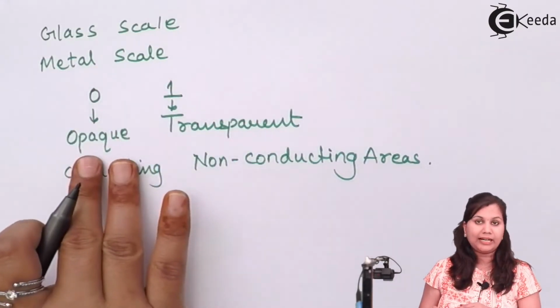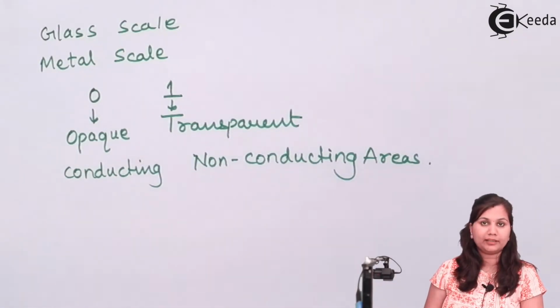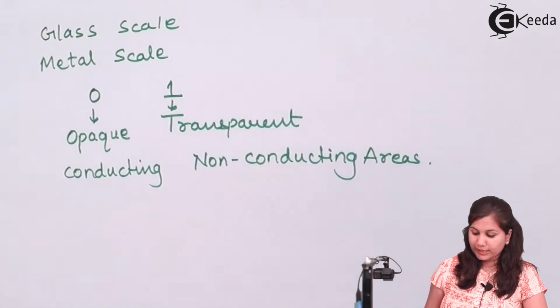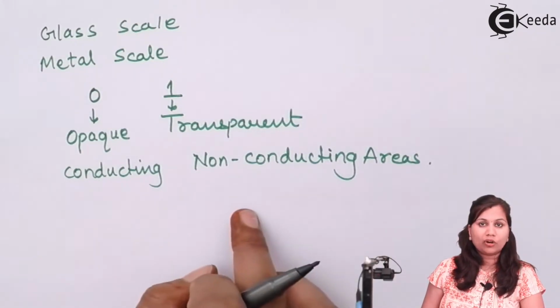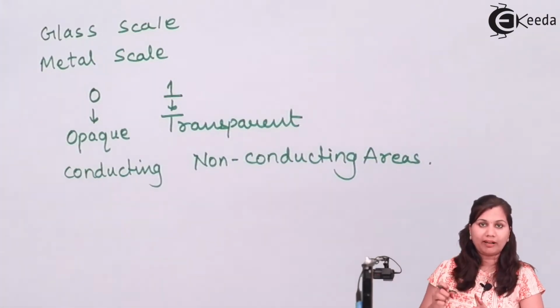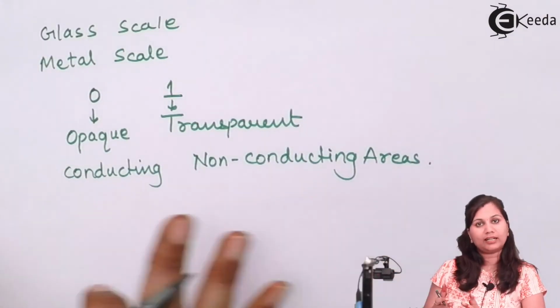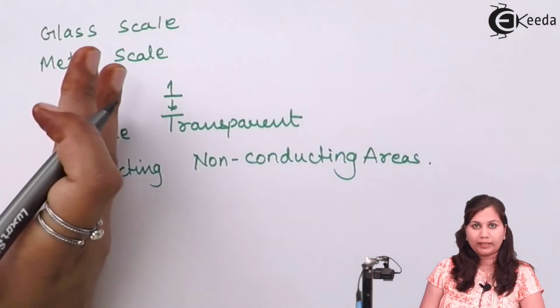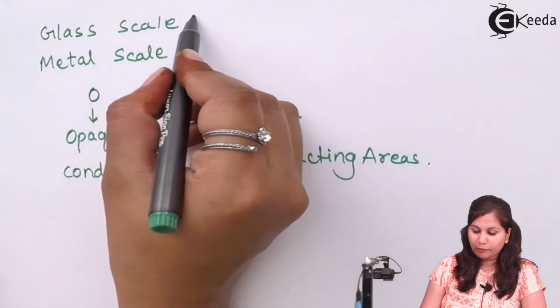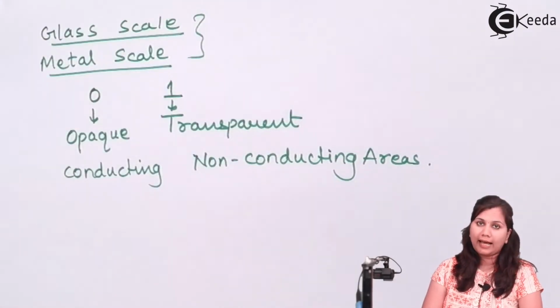On the glass scale, we are having the opaque and the transparent areas, and they can be read with the help of optical systems or photocells. And the conducting and non-conducting areas can be read with the help of brushes, which keep track over these areas. With the help of that, we can read whether it is 0 or 1. When it is conducting, it means 1. When it is non-conducting, it means 0. When it's opaque, it means 0, and when it's transparent, it means 1. So for the digital output, we are having the glass scale and the metal scale, and for the analog output, we are having the analog scale.